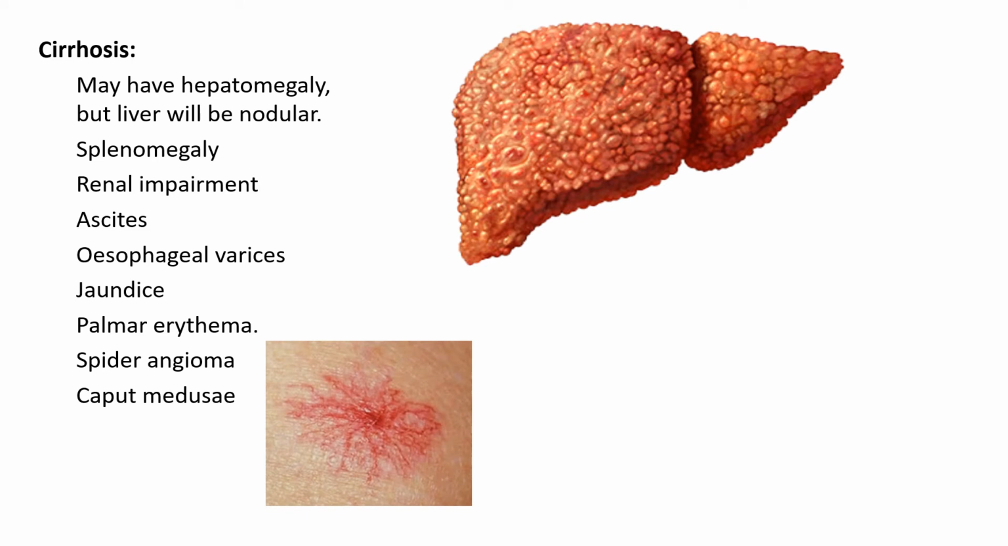Other things you might see, palmar erythema, that you always check for in OSCEs. There may be spider angioma, or there may be caput medusae. Caput medusae are a bit like esophageal varices, but you see them on the abdomen, around the umbilicus.